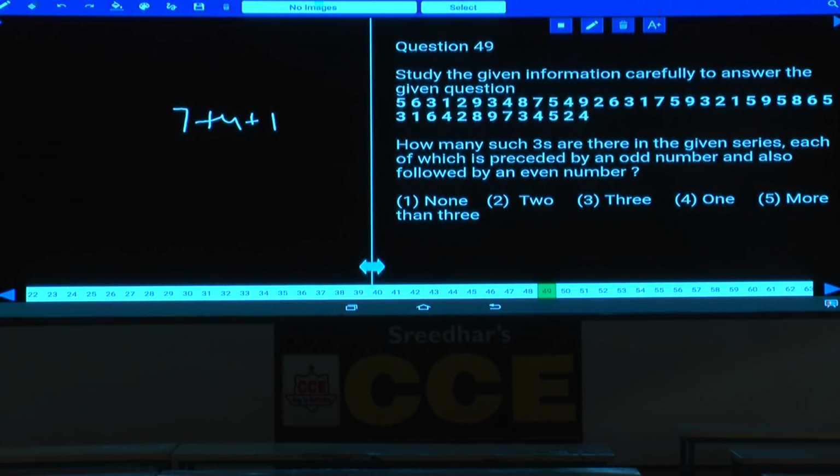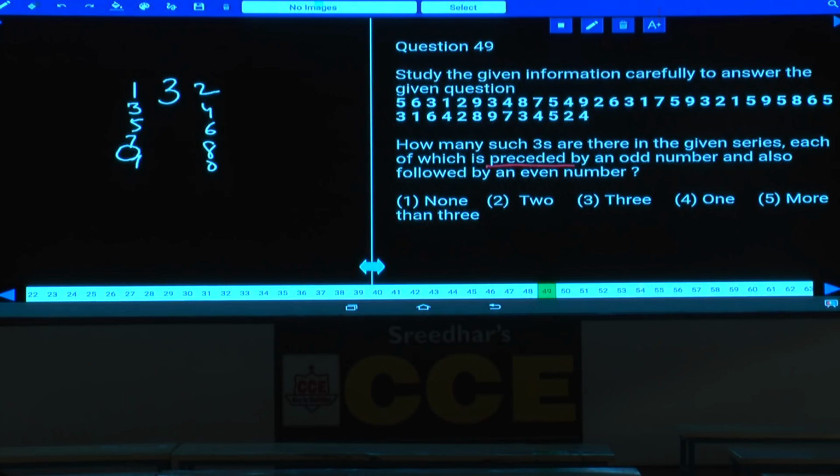Then 49, how many such 3's are there? Now the question is about 3's in the given sequence, each of which is preceded by an odd number. Preceding means coming before this one. Odd number means what are the digits here? Either it could be 1, 3, 5, 7, 9, any one of these, fine. And also followed by an even number, means 2, 4, 6, 8, 0.